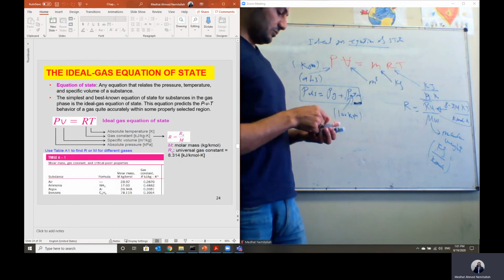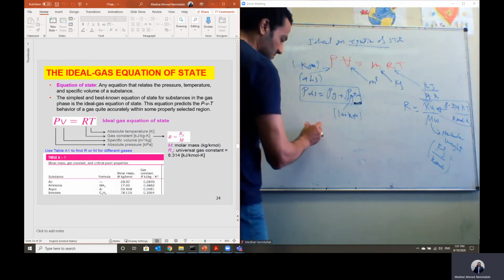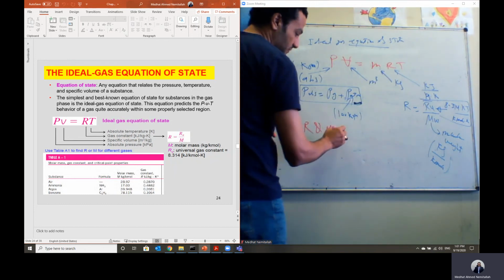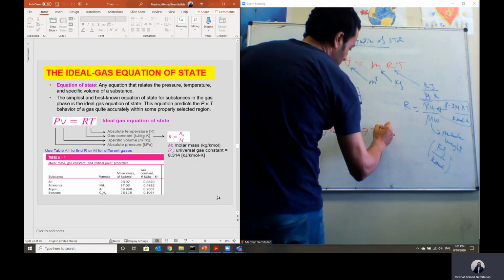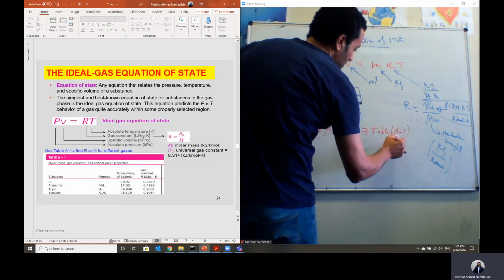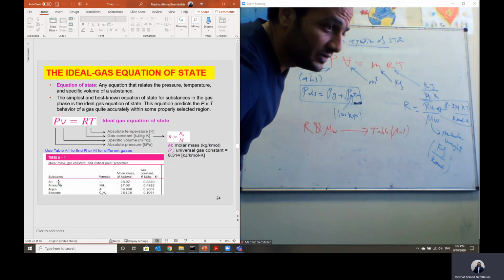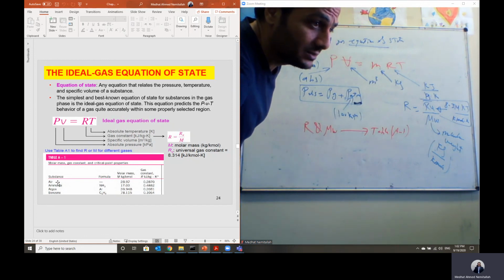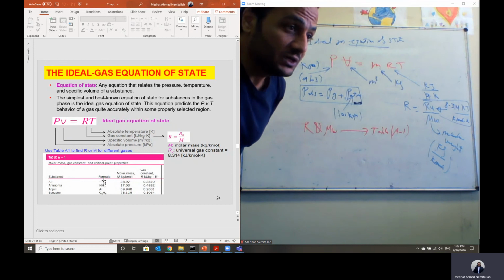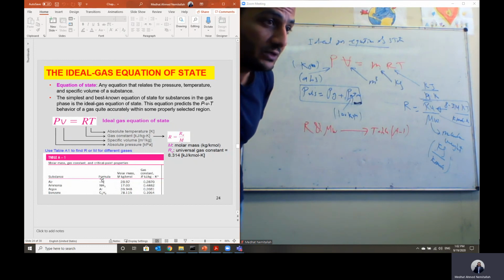Okay, and the value of R, the gas constant, and the molecular weight of a list of gases can just be calculated from table A1. If you look at this table, table A1, you'll find here a list of substances starting with air. We have the chemical formula. Air actually does not have a chemical formula because it is a mixture of gases. And the given value is the molecular weight in kilogram per kilomole. And the value of the gas constant is given in this case.